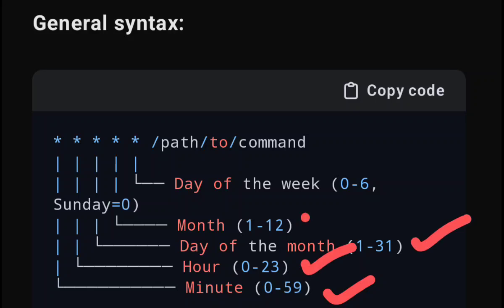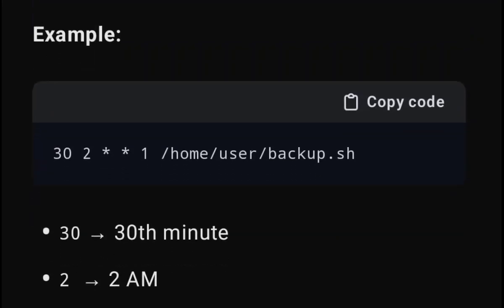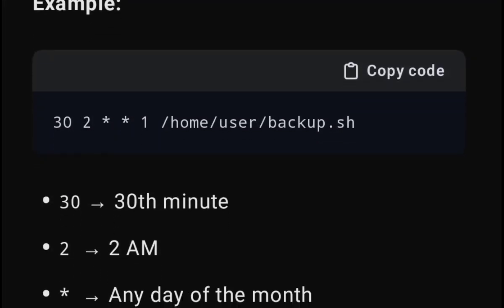months are 1 to 12. 1 indicates January, 12 indicates December, and day of the week is 0 to 6. 0 indicates Sunday, and 1 indicates Monday, till Saturday, 6. Okay, and if we go down, these are the examples of how we need to indicate a cron expression.